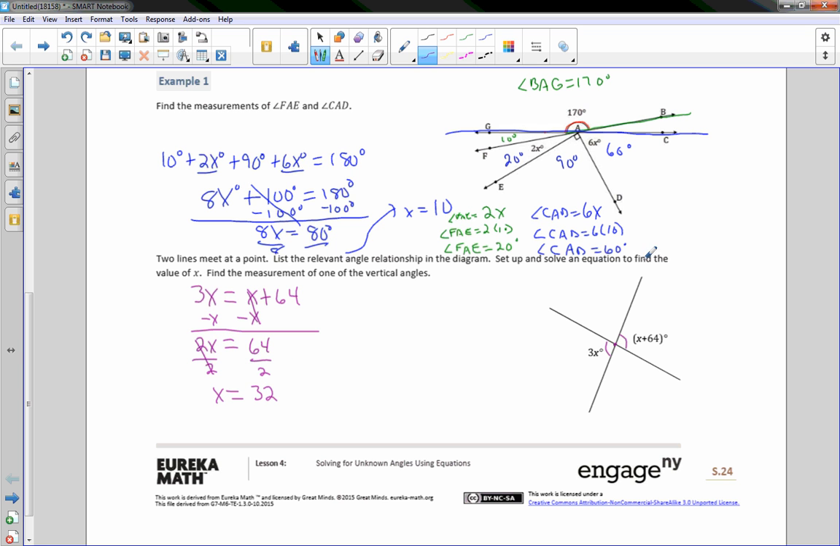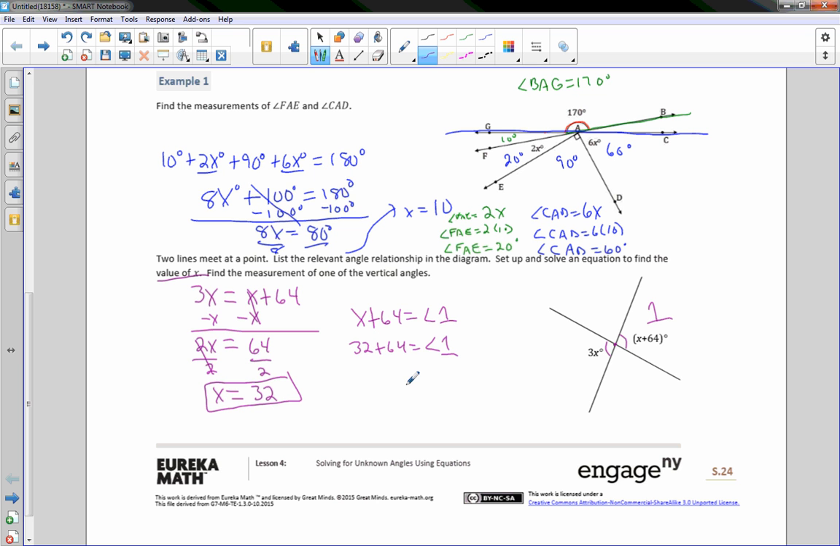Set up and solve an equation to find the value of x. We've got the value of x. Find the measurement of one of the vertical angles. So then I would say x plus 64 equals angle 1. Let's call this angle 1. Let's put a 1 in there. So x plus 64, x is 32, is equal to angle 1.